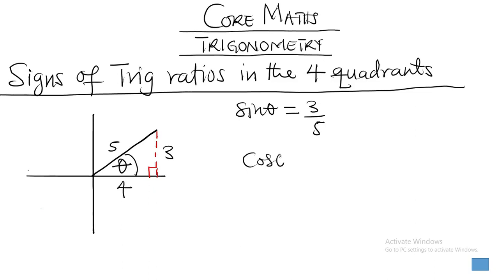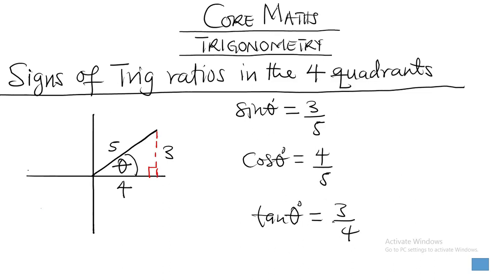And then cos theta is adjacent over hypotenuse, which is 4 on 5. And then finally tan theta is equal to opposite over adjacent, which is 3 on 4. So tan theta is 3 on 4, cos theta is 4 on 5, sin theta is 3 on 5. Good.